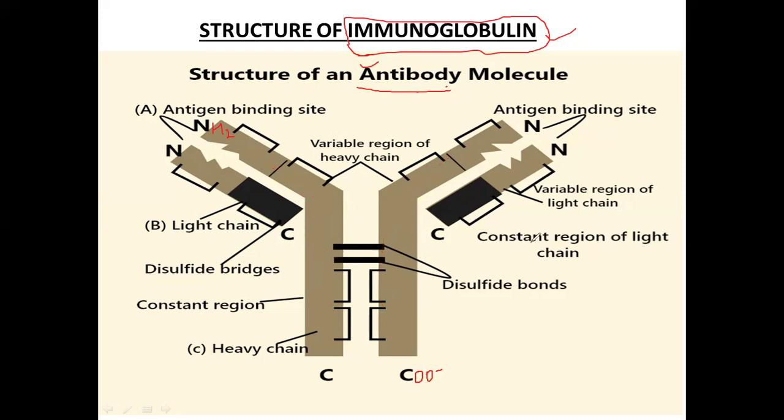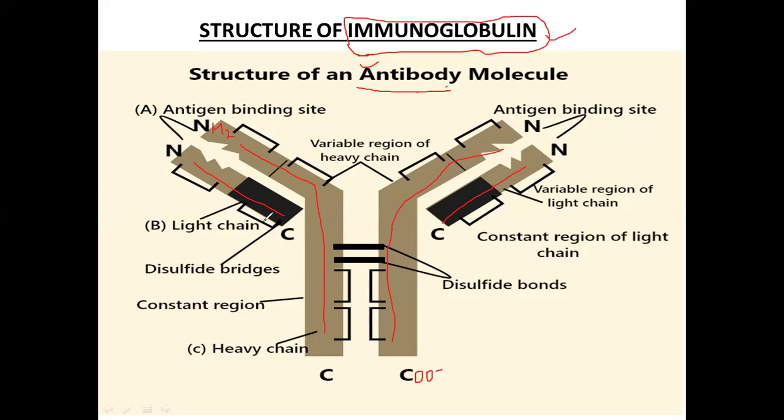A total of 4 polypeptide chains can be seen. This is your first polypeptide chain, second, third, and fourth. Out of the 4 polypeptide chains, two are smaller chains, which we also call light chains. The other two are larger chains, which we also call heavy chains.